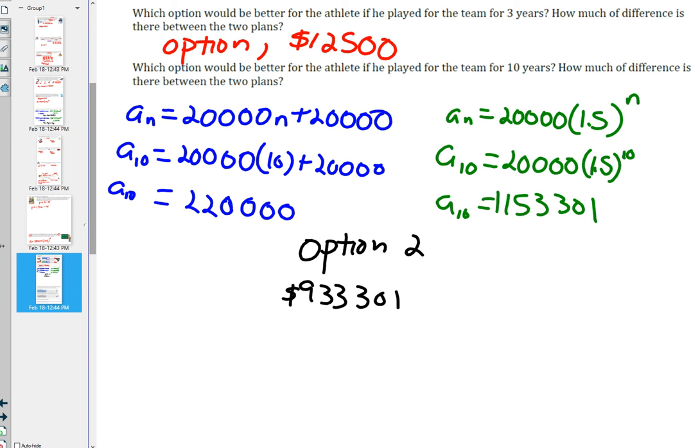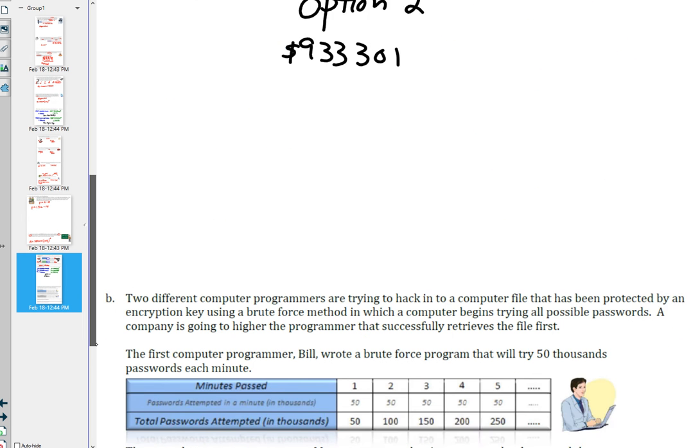So if you were like a running back, what would probably be the better option? No, probably the first one, because running backs don't last very long. But if you were like a kicker, what would probably be the best option? Yeah, because kickers can kick forever. Running backs do not last. The average career of a running back is maybe 3 seasons, if that. So they don't play very long.